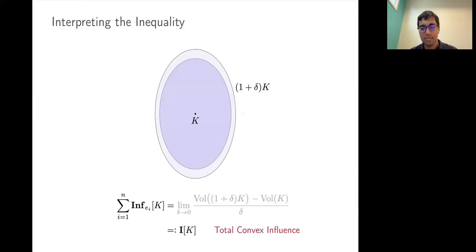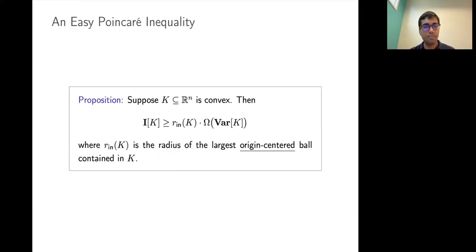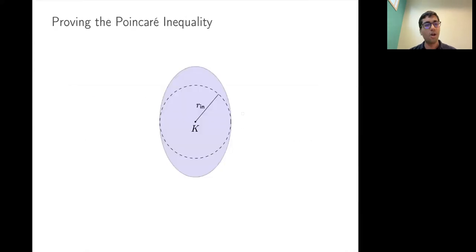And just for convenience, I'm going to write this as bold I of K, and I'll call this the total convex influence. So the left-hand side of the Poincare inequality was just the total convex influence, which captures the rate of change of volume when you dilate the whole set. And the Poincare inequality was just saying that the total influence is at least the in-radius times the variance of the set. And this is not too hard to prove.